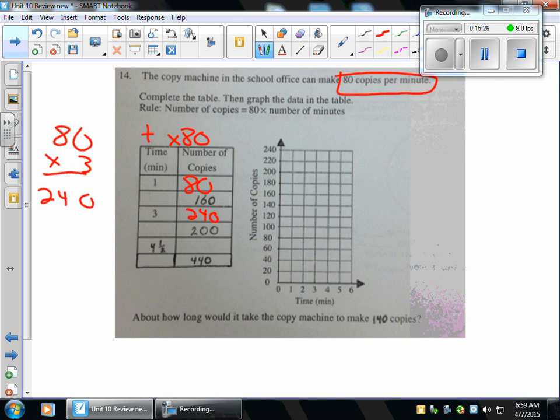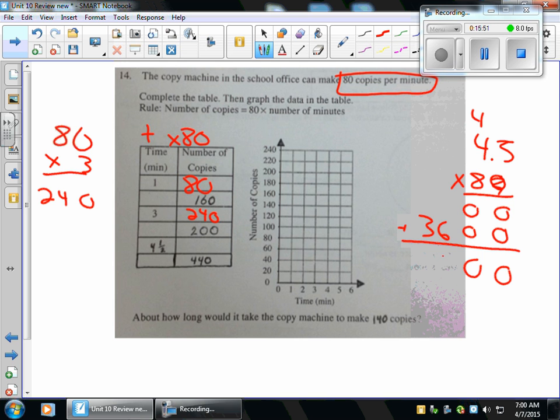4.5 here, we have 4.5 times 80. Place value. 8 times 4 is 32. Plus 4 is 36. 0, 0, 6, 3. One decimal place behind, one here. 360.